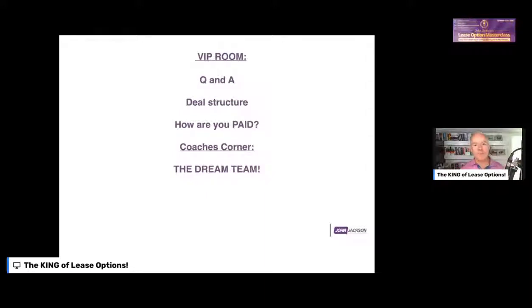So on day one in the VIP room, we did a lot of Q&A, talking about some deal structure, talking about how you get paid. And then in the coach's corner, which is every day at 6 p.m., we had our dream team there. We had Tamara and Maricela and Tim Aragon, and Susie was on the line, and Melanie was on there, and Joe Seski was on there. Entire dream team was on there.